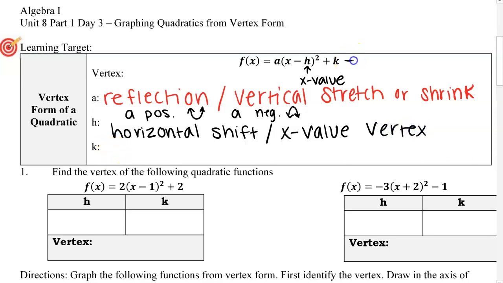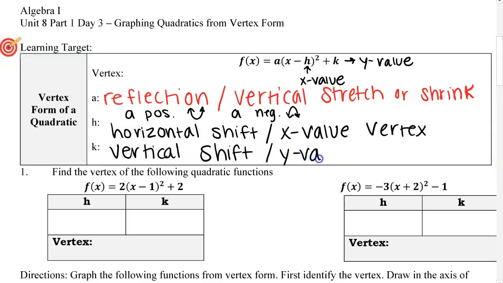The k value will tell you the y value of the vertex, which is essentially telling you if there was a vertical shift of the parabola, and determines the y value of the vertex. So from the parent function y equals x squared, the horizontal shift would move this vertex to the left or right, and a vertical shift would move the vertex up or down.